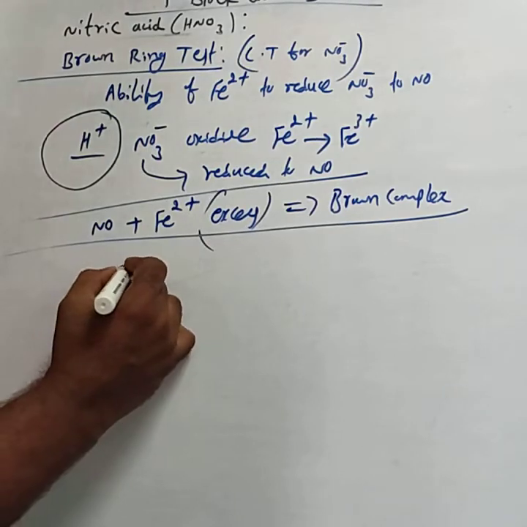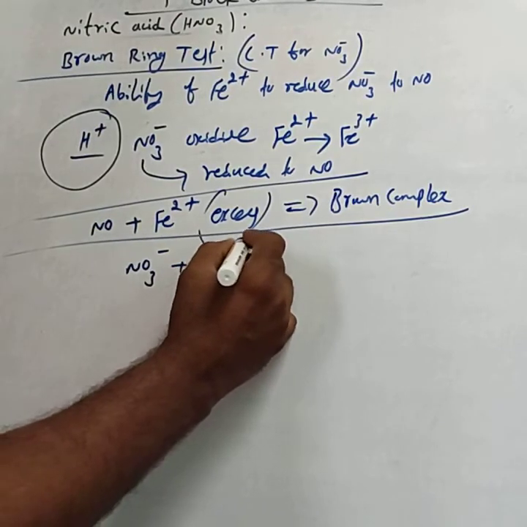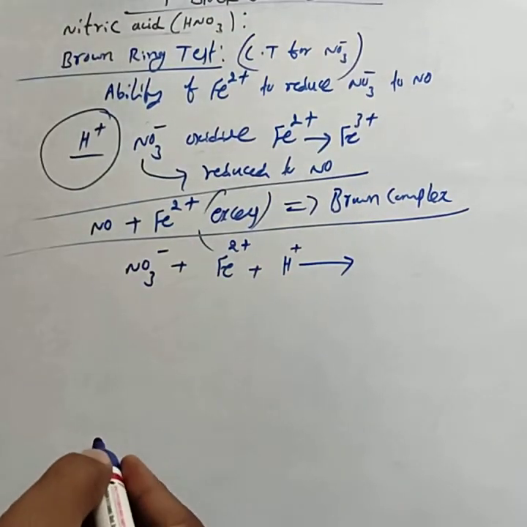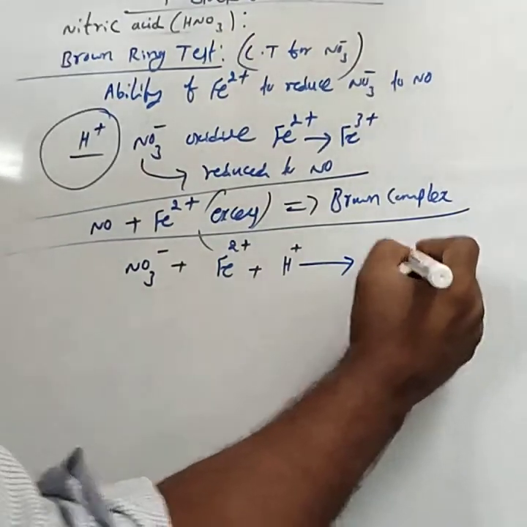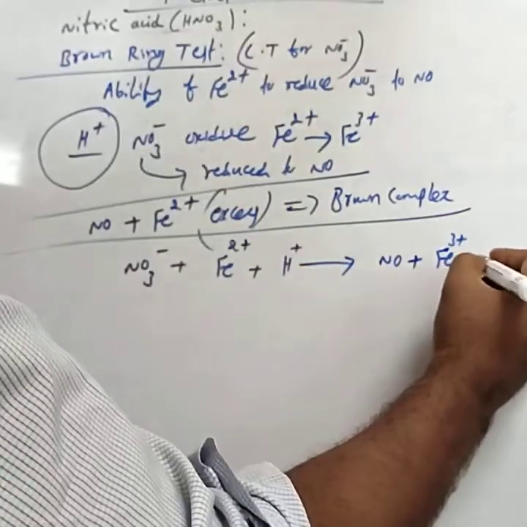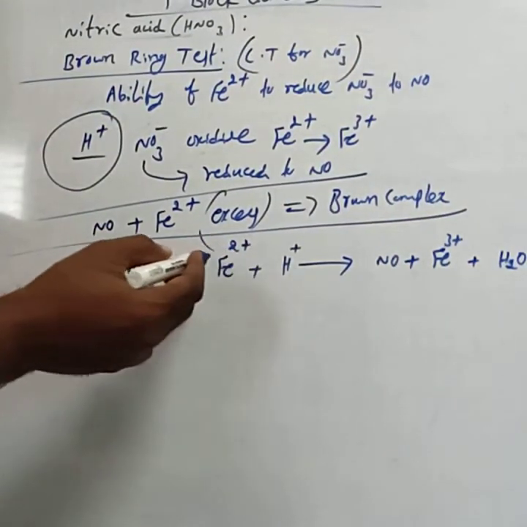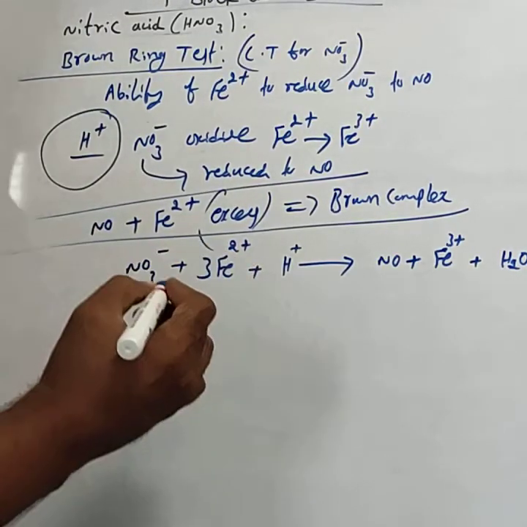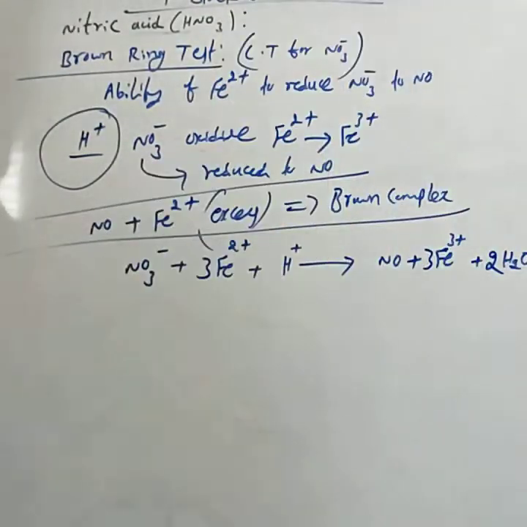Then the reaction for this one: nitrate ion reacts with Fe2+ in the presence of sulfuric acid, that is H+. All of these are ionic reactions. Nitrate ion gets reduced to nitric oxide, and ferrous ion is oxidized to ferric ion, liberating water. This is the first step. Nitrate ion in the presence of acid oxidizes ferrous ion into ferric ion. To balance this reaction: 3Fe2+, 3Fe3+ and 2H2O.